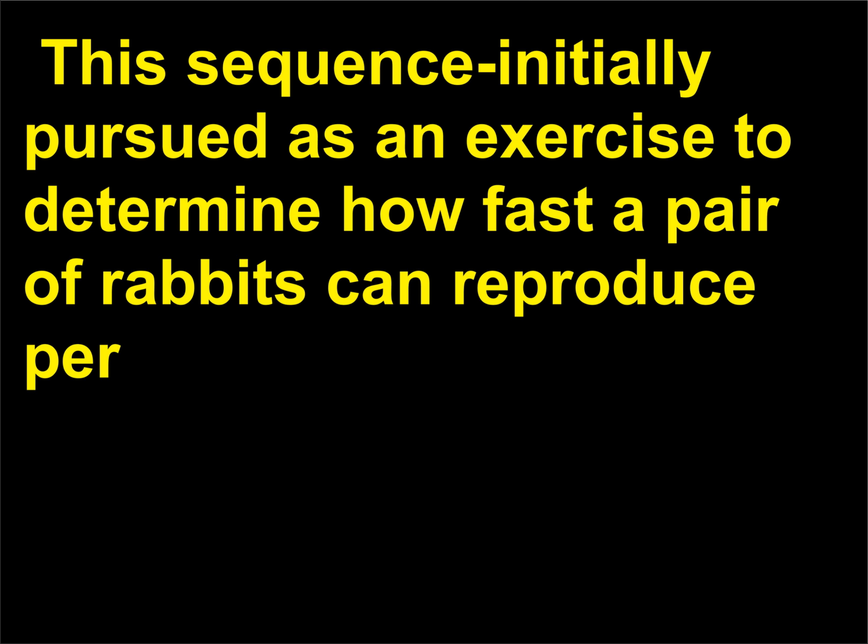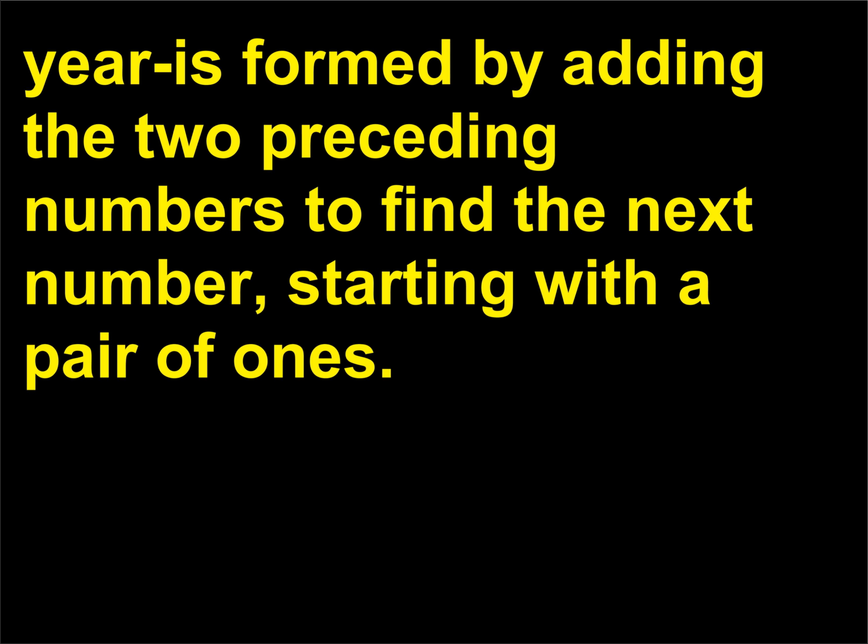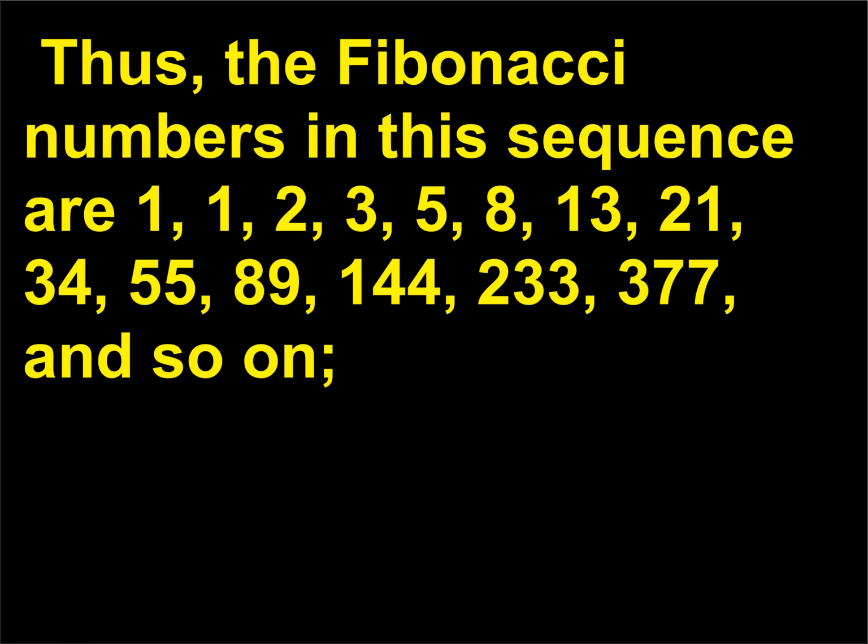This sequence, initially pursued as an exercise to determine how fast a pair of rabbits can reproduce per year, is formed by adding the two preceding numbers to find the next number, starting with a pair of ones. Thus, the Fibonacci numbers in the sequence are 1, 1, 2, 3, 5, 8, 13, 21, 34, 55, 89, 144, 233, 377, and so on.